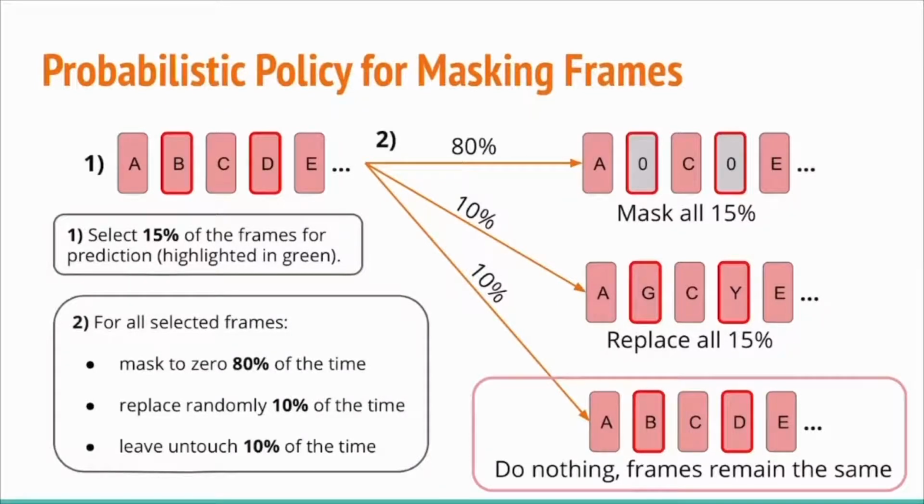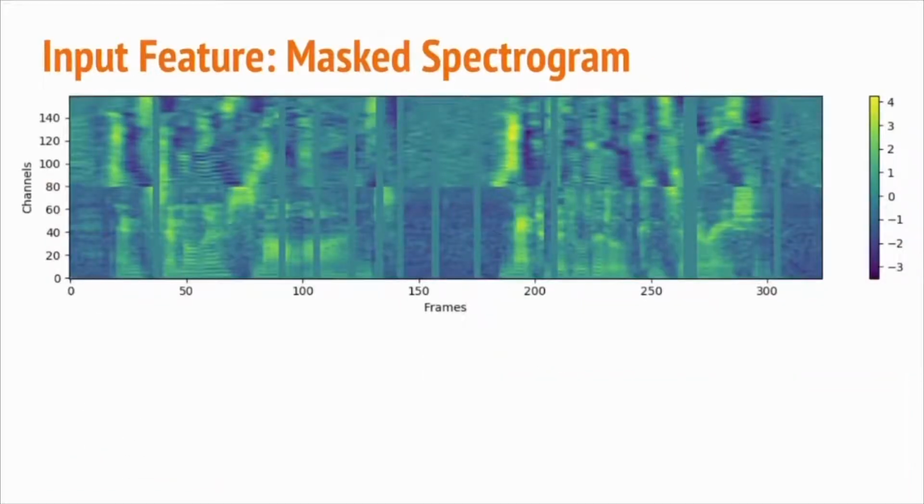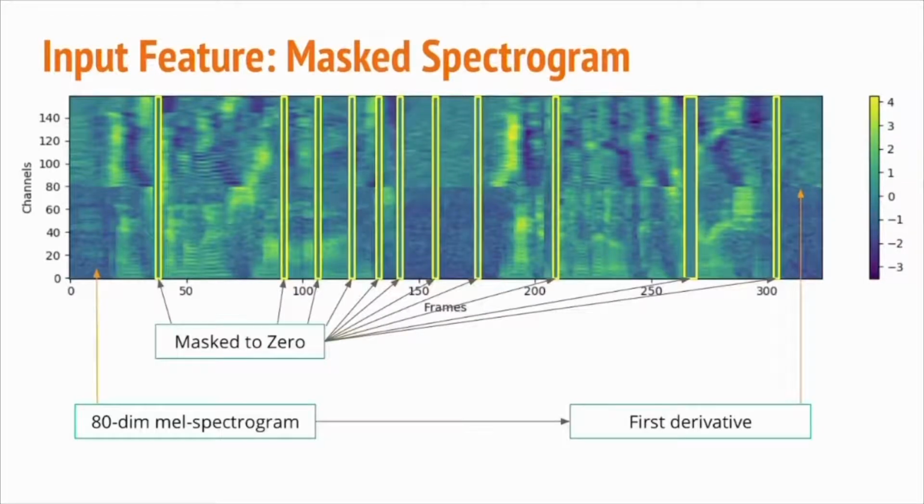ground truth frames. Note that only one case will happen at a time. Either we mask all 15%, replace all 15%, or we do nothing. To sum up the proposed pre-training task, we will show some illustrations. Here we show what the input features look like.